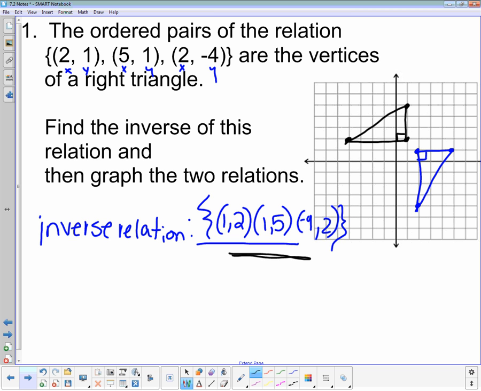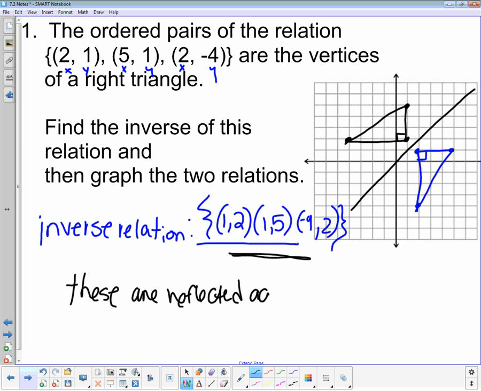Notice that these are mirror images over the y equals x line. The key thing about inverses is that inverse relations are reflected over the y equals x line. So these are reflected across y equals x, mirror images.